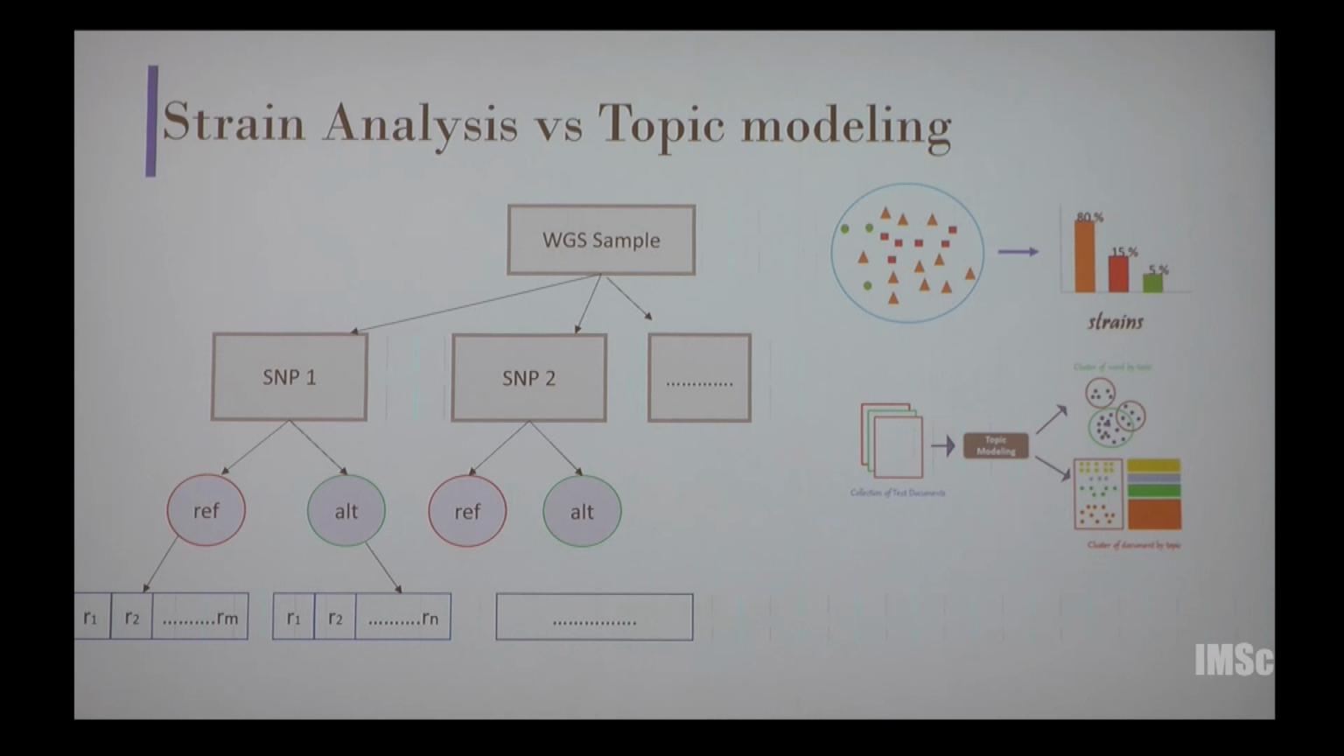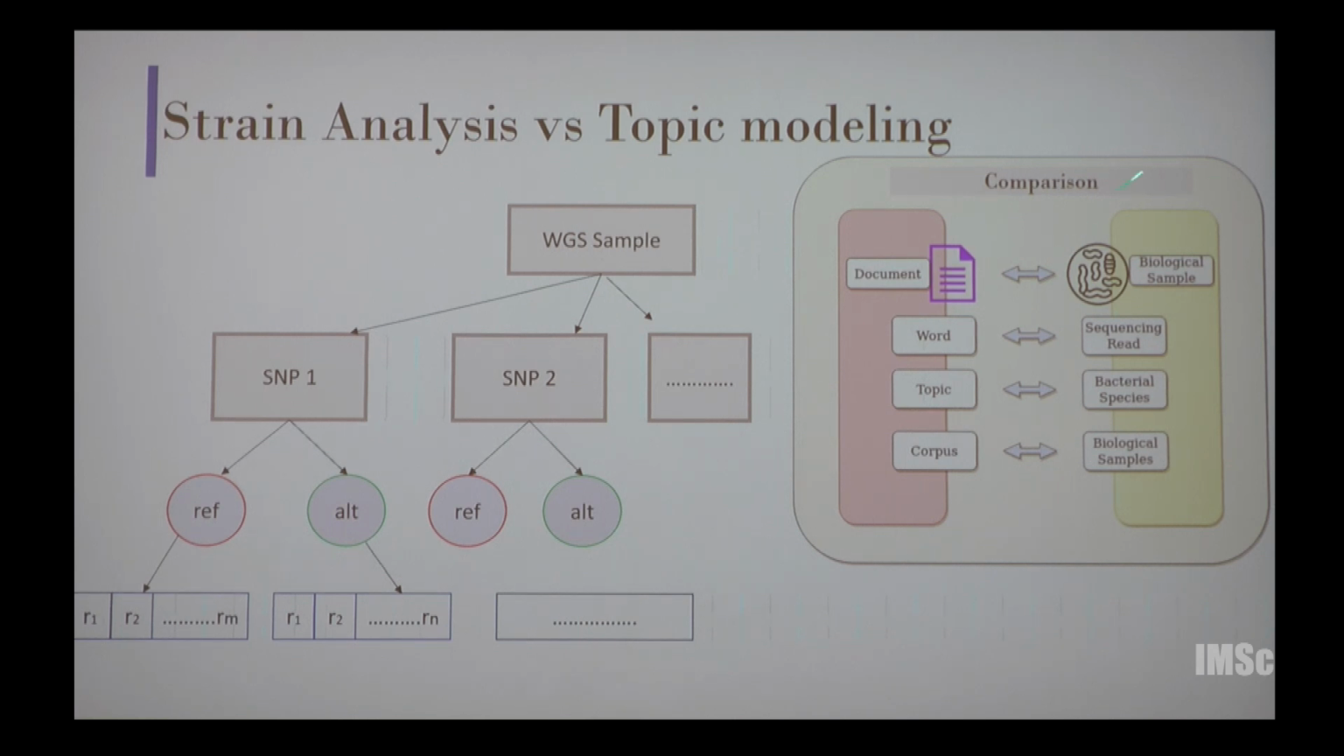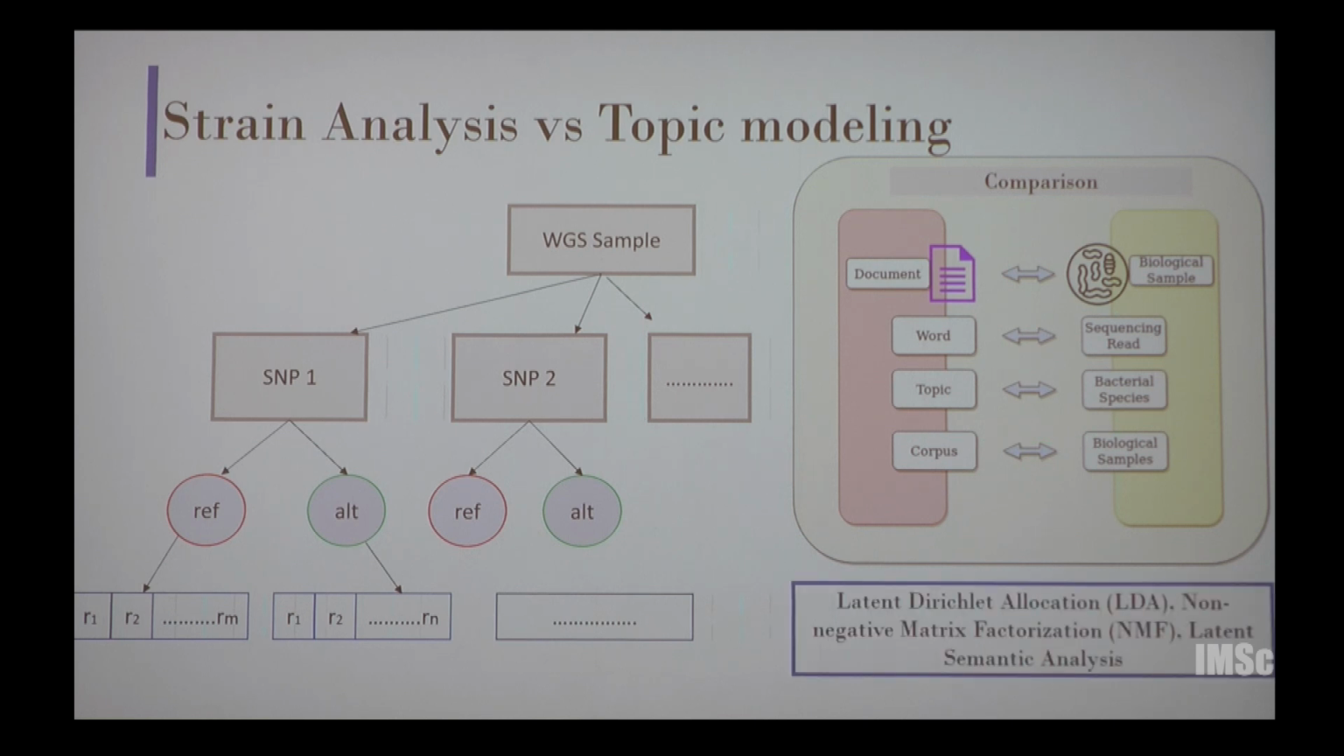Now, given a whole genome sequencing sample, we want to determine the proportion of the strains present. This problem is very similar to the topic modeling problem in text mining, where given a collection of documents, we want to find the set of topics present in each document in an unsupervised manner. The document could be related to a biological sample, word to a sequencing read or a SNP, topic to the bacterial species, and corpus to the set of biological samples. There exist several established approaches for finding the proportion of the topics, such as latent Dirichlet allocation, non-negative matrix factorization, and latent semantic analysis. In our approach, we are using the latent Dirichlet allocation method for defining the whole genome sequencing sample.